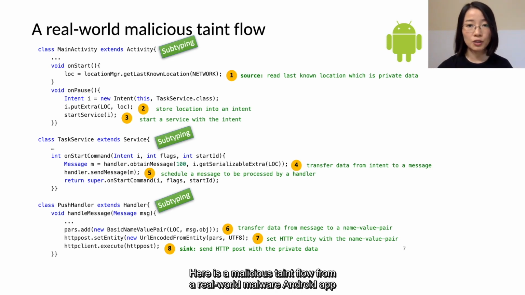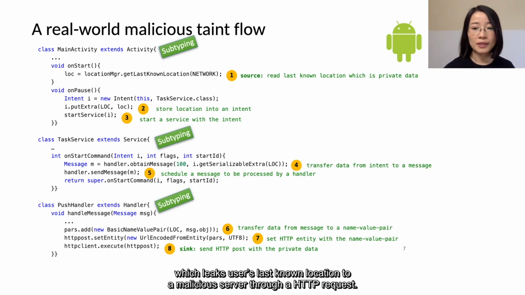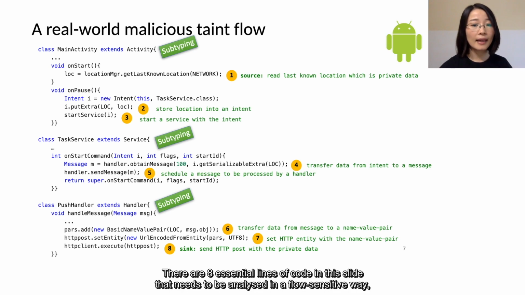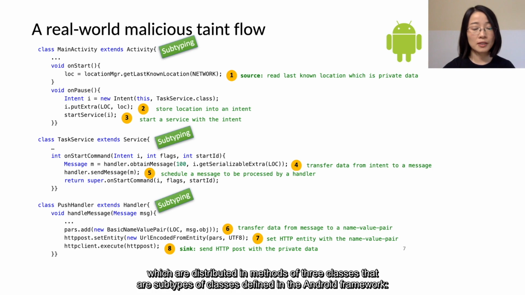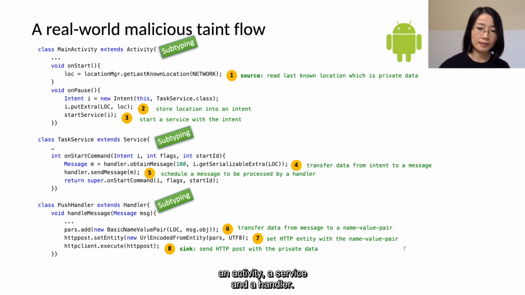So here is a malicious taint flow from a real-world malware Android app, which leaks the user's last known location to a malicious server through an HTTP request. There are 8 essential lines of code on these slides that need to be analyzed in a flow-sensitive way, which are distributed, as you can see, in the methods of 3 classes that are subtypes of classes defined in the Android framework: an activity, a service, and a handler.